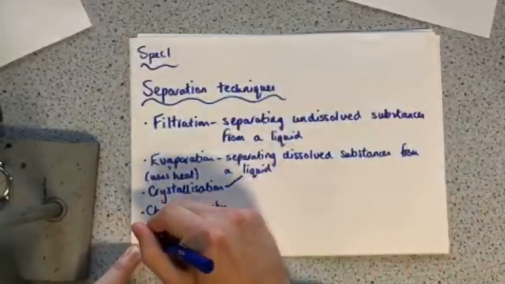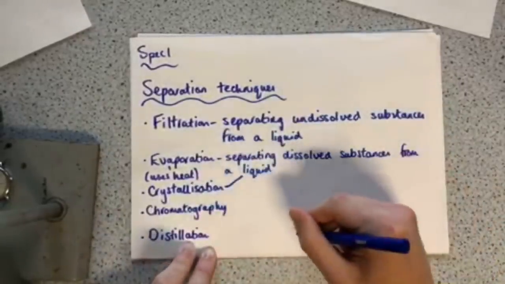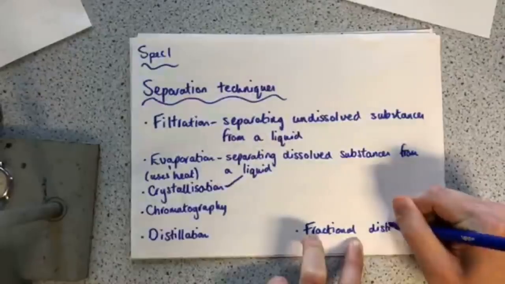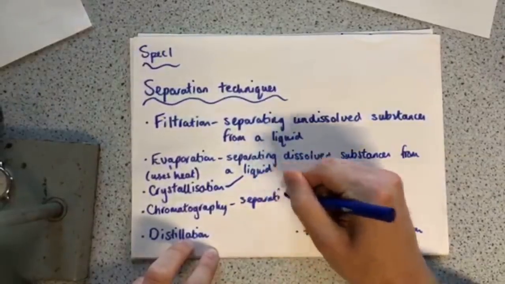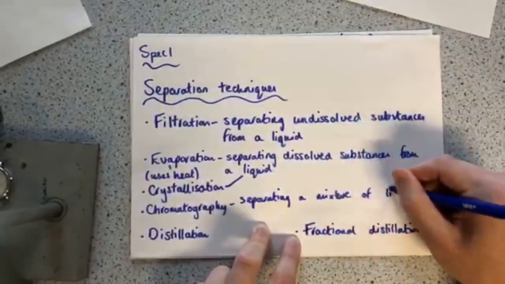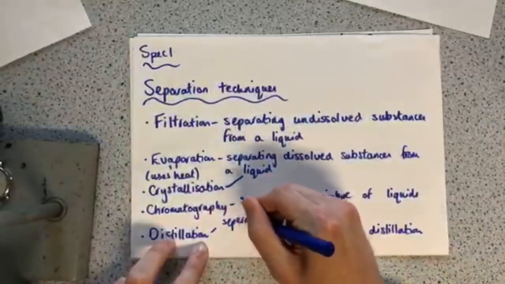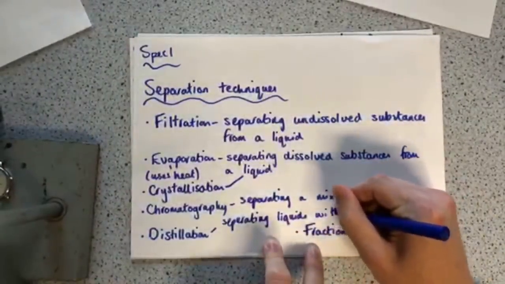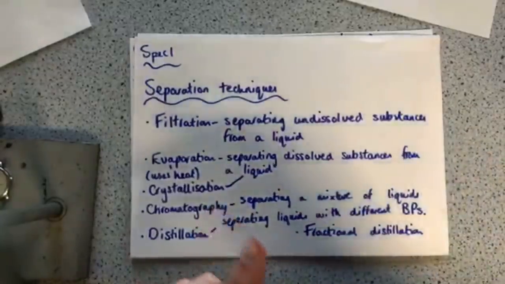The other two would then be 2 forms of distillation. So you've got distillation, and then also, I'll write it over here, fractional distillation. Chromatography is for separating a mixture of liquids. And distillation is for separating liquids with different boiling points. But BP, so that stands for boiling point. So there are your separation techniques.